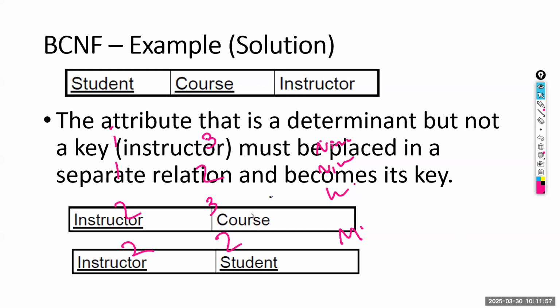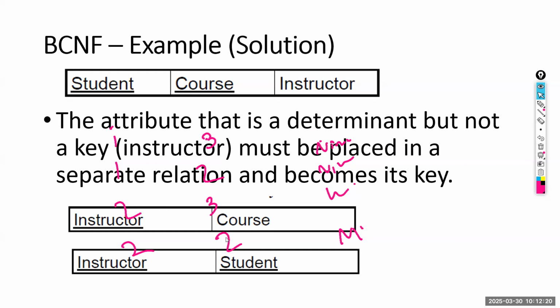Anyway, this is a different solution actually. But anyway, the problem is obvious. The solution is not a very good one. Separate relation and become its key. Instructor. Yeah, this is thinking in a different way. So correct. So that means if the instructor is assigned to a course, this way.